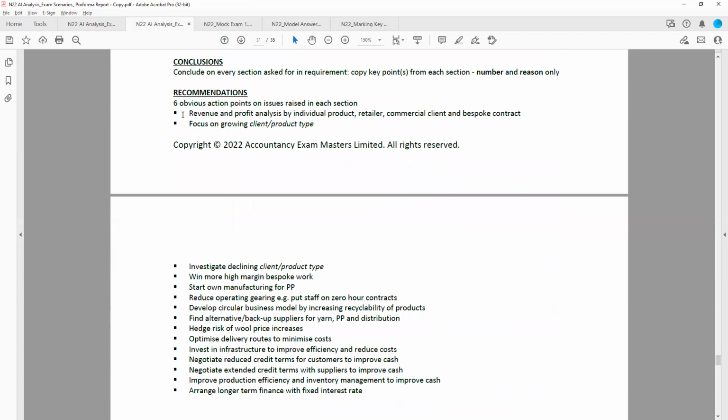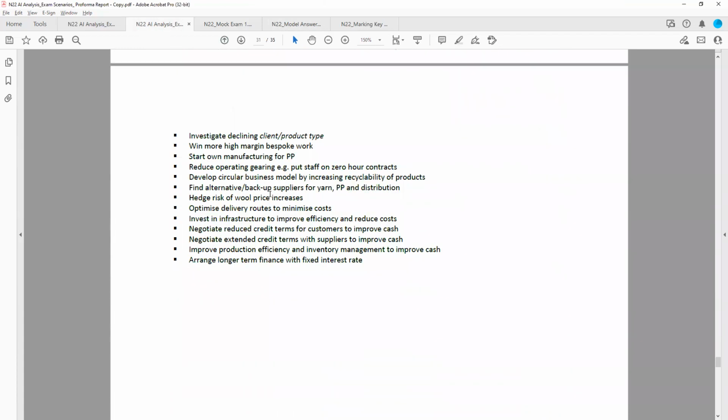And of course, some of these could have been predicted in advance. We brought some of these into our pro forma report, such as this, focus on the growing client product type, investigate ones which are declining. Obviously, that's not relevant to this scenario because nothing declined. We could have hedged all price increases, would have been a good one. We mentioned some of these as well with cash, and these all kind of came under the cash.